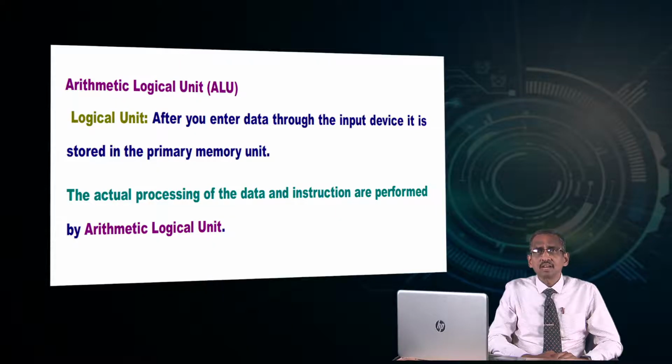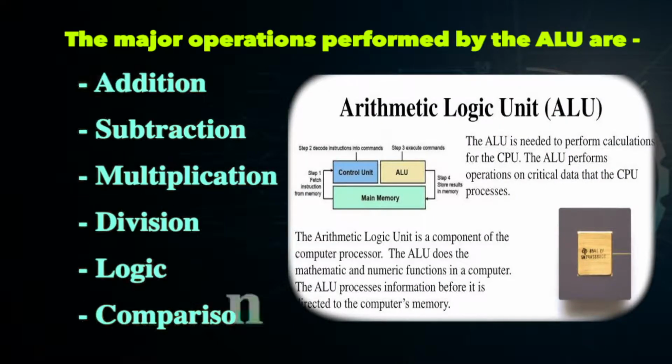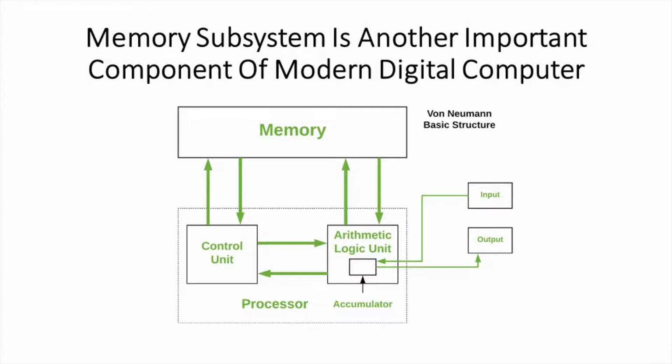After you have entered your data through the input device, it is stored in the primary memory unit. The actual processing of the data and the instructions are performed by the arithmetic logic unit. The major operations performed by the ALU are addition, subtraction, multiplication, division, logic and comparison. Data is transferred to the ALU from the storage unit when required. After processing, the output is returned back to the memory unit for further processing or getting stored.